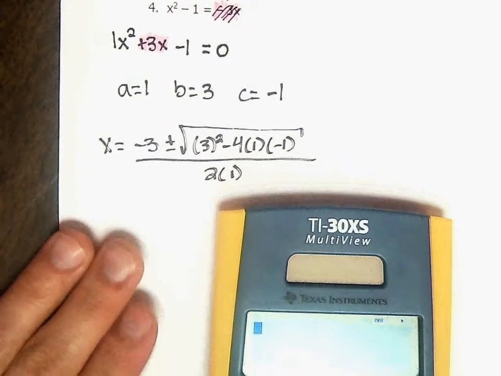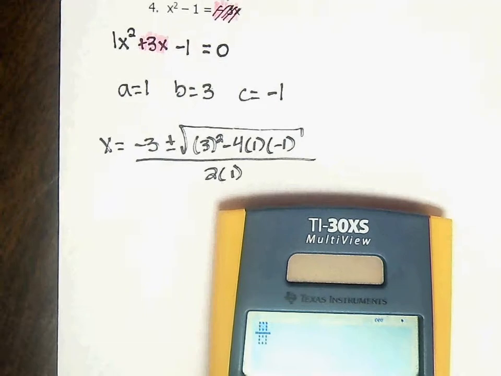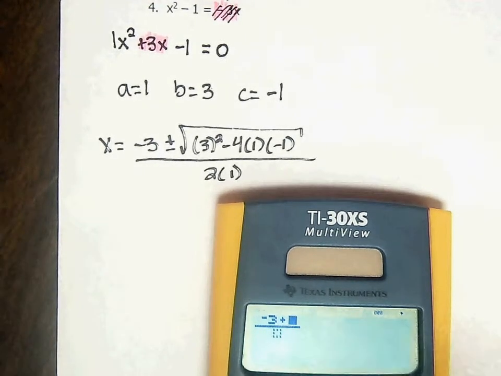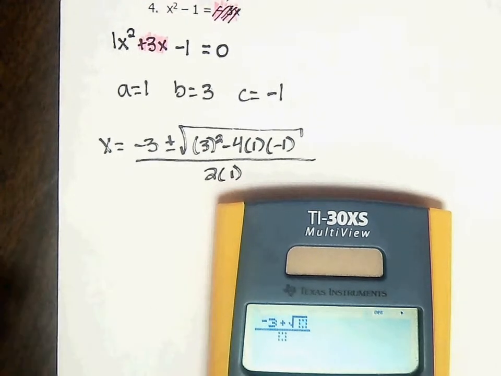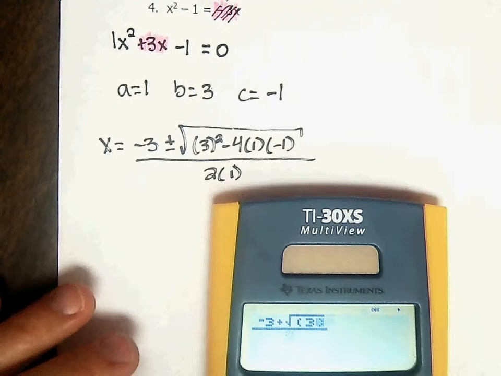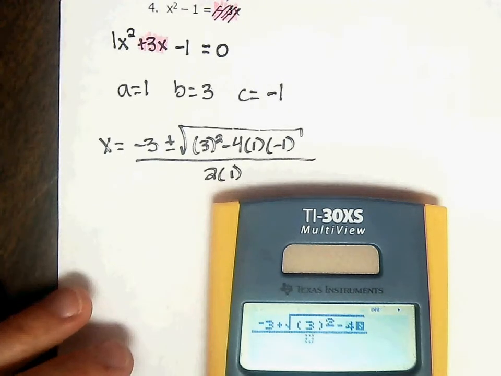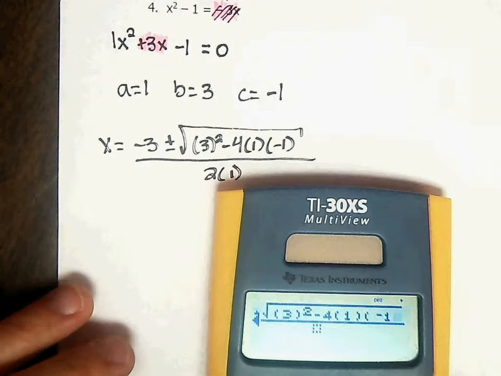Okay, so let's look at this. Fraction button first. Negative 3. I'm going to do plus to begin with. I'll go back and do the minus part later. The square root. 3 squared. Again, use your parentheses. Minus 4 times 1 times negative 1.